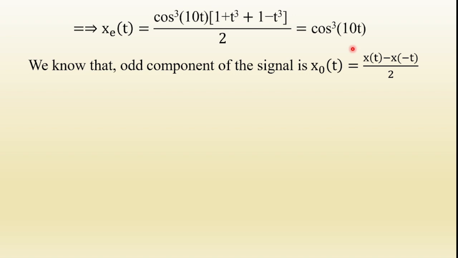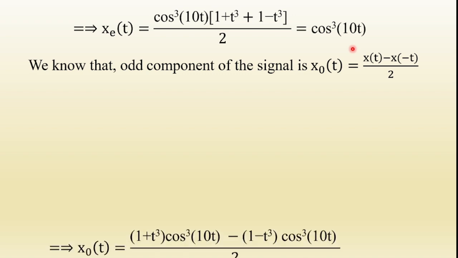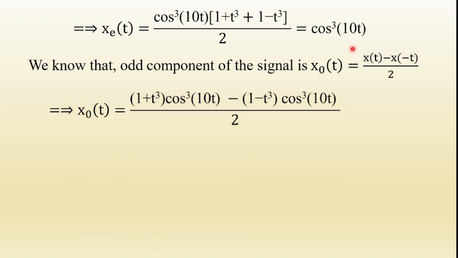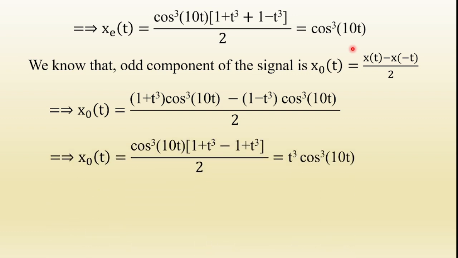Next, calculate the odd component of the signal. This is the equation of the odd component of the signal. Here substitute x of t and x of minus t values. We get the odd component of the signal as t cube into cos cube of 10t.